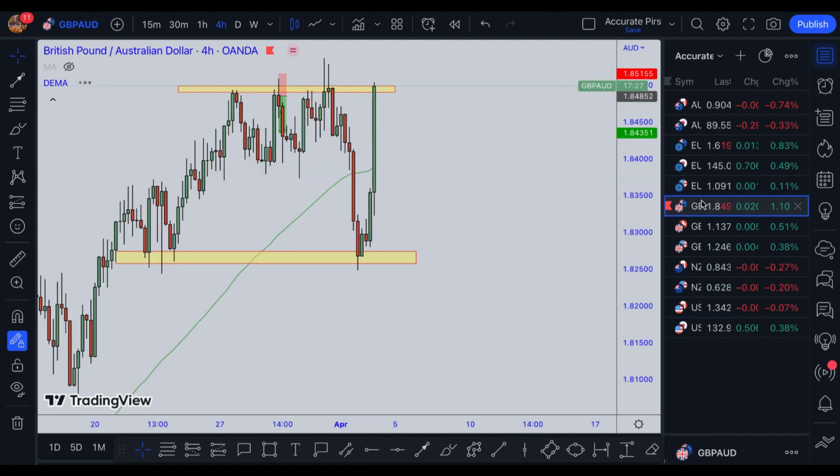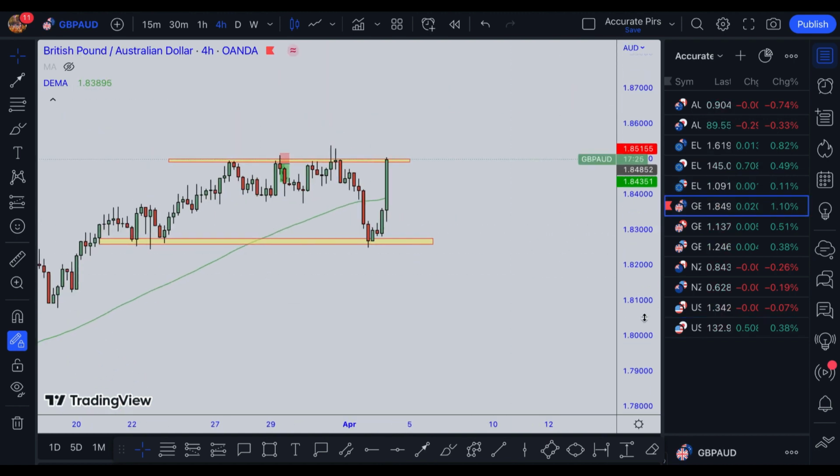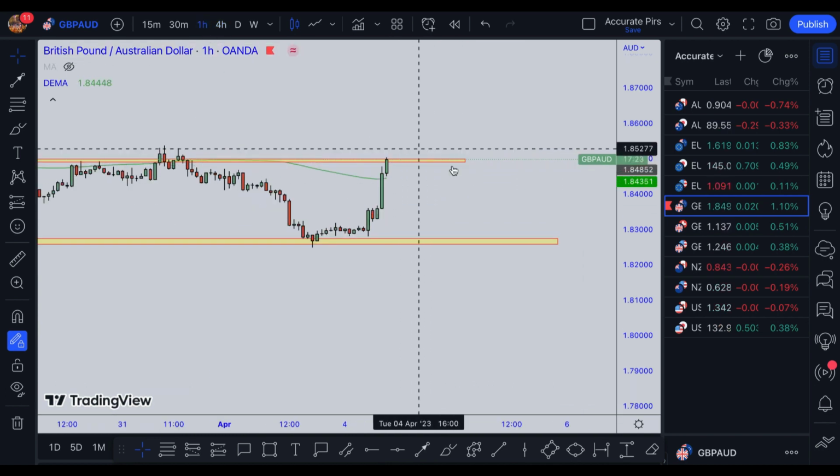One pair that we're looking at right now is GBP AED. We're going to wait and see how this reacts around this resistance level.